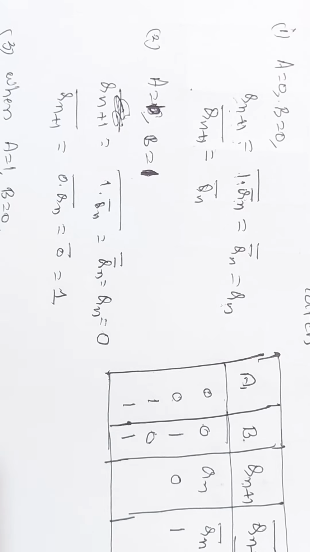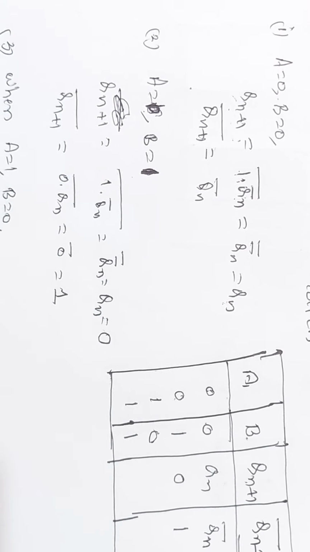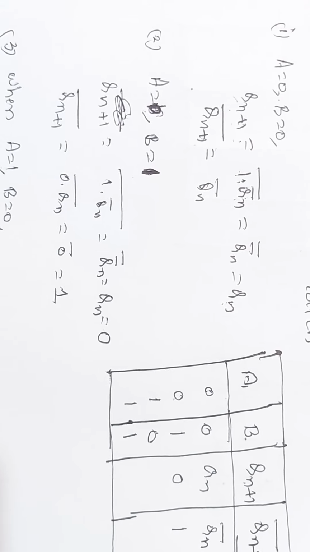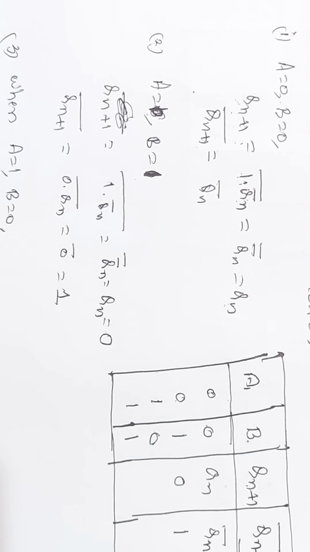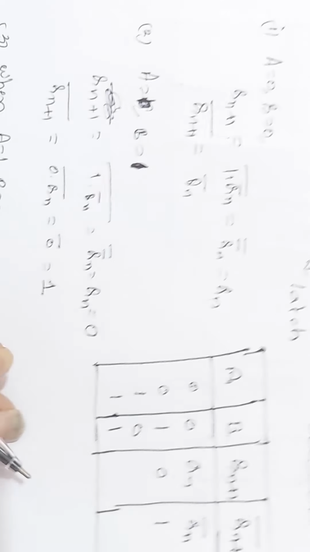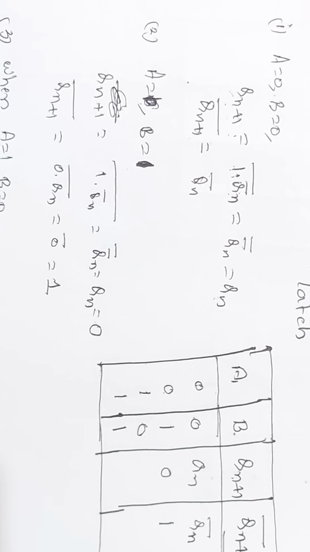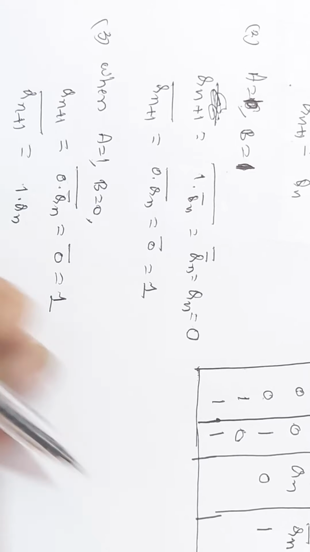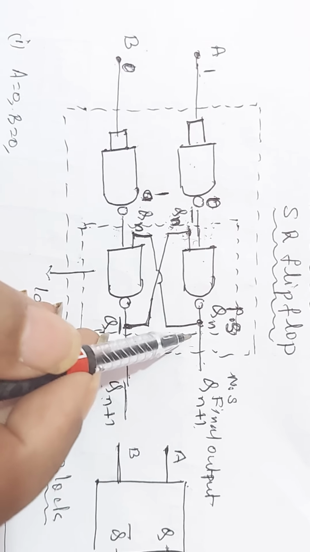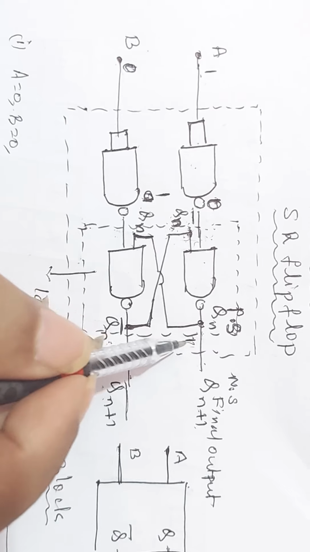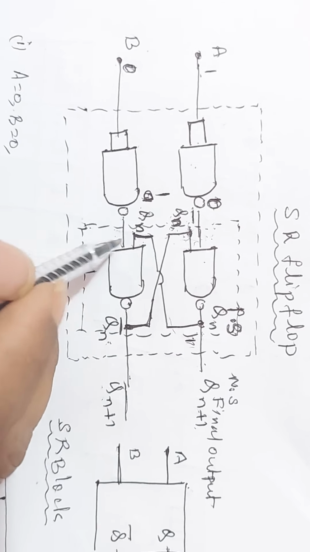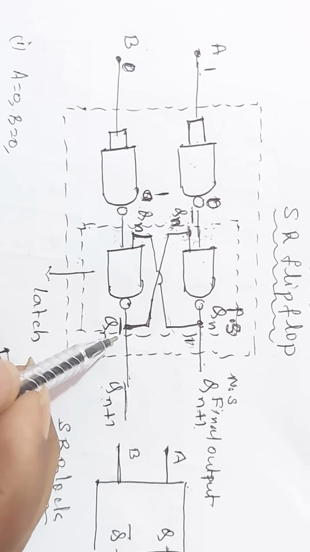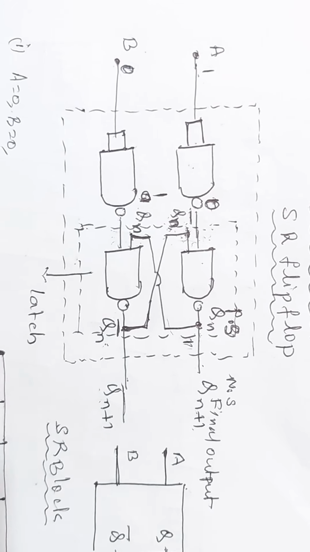Therefore, Qn plus 1 is 1 into Qn. Here, what is the output of Qn plus 1? The Qn plus 1 output is 1. This 1 is taken as an input, and this 1 is the other input. 1 into 1 is 1. Complementary, 0. Therefore, the output Qn plus 1 bar is 0.